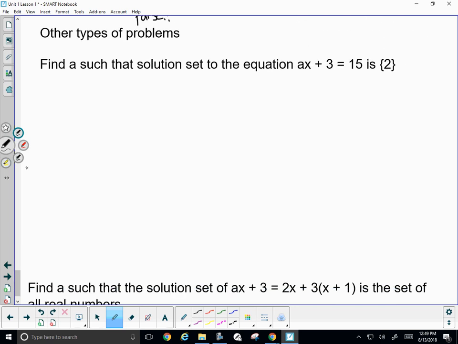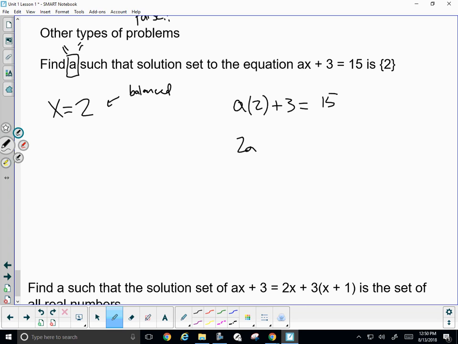Okay, one other type of problem you're going to see on your homework and your quiz, just so you're aware of. This is a question: find a, the value for a, so that the solution set to the equation ax plus 3 equals 15 is 2. What that means is when x is 2, the equation is balanced. So x equals 2. All it essentially is doing is changing the question from solve for x to what is a if x is 2.